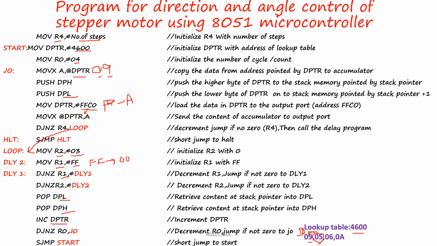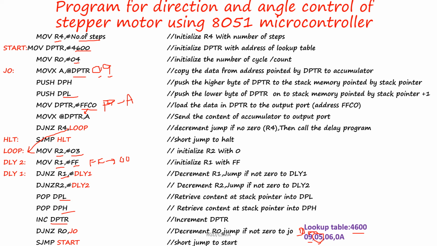So in every case after 09 is fetched, you are going to have some delay, then 05 is fetched, after that we have a delay, then 06 is fetched, then we have a delay, so the 0A will be fetched at the last. So for each and every stage we have to have a delay, then only the motor will rotate in a continuous manner. If you increase the delay or decrease the delay, based on that you can control the speed of the motor rotation. Then you are going to use SJMP start.